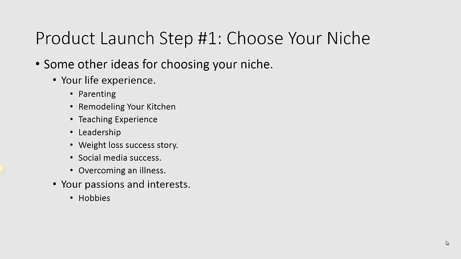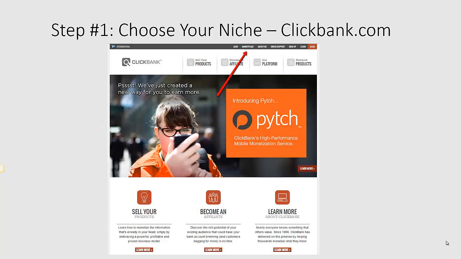Think of your passions and interests, things like hobbies, things that you do all the time. Sports, golf, racing, like car racing or running even, basketball, baseball. These are all things that you could turn into a course. You could do little training tutorials for people on these topics. All kinds of ideas there.